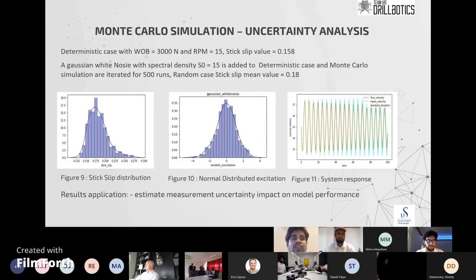We know that torsional vibrations occur due to the friction component in bottom hole interactions. In this simulation, a dynamic excitation is added to the downhole torque, and we can observe that in the deterministic case, with weight on bit of 3000 newtons and RPM of 15, we have achieved a stick slip value of 0.158. Whereas in a random excitation, the stick slip value is ranging from 0.5 to 0.18, which suggests that even though the system is in stable condition, due to random excitation, there is uncertainty involved in stick slip.